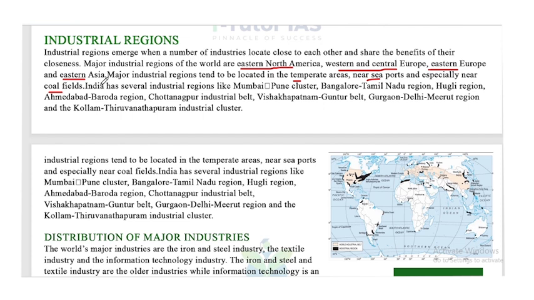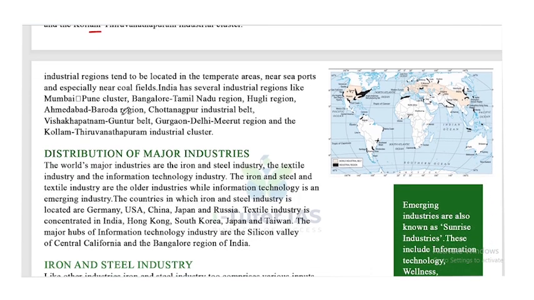India has several industrial regions like Mumbai-Pune cluster, Bangalore-Tamil Nadu region, Hooghly region, Ahmedabad-Baroda region, Chota Nagpur industrial belt, Visakhapatnam-Guntur belt, Gurgaon-Delhi-Meerut region, then Kollam-Trivandrum industrial cluster. So these are some of the industrial regions in India. Now, distribution of major industries.